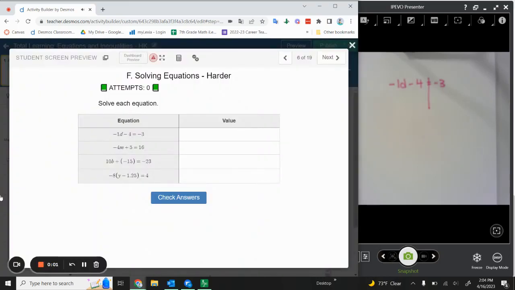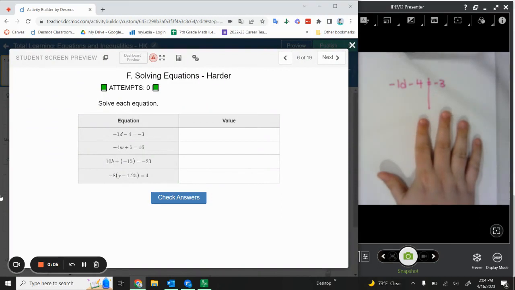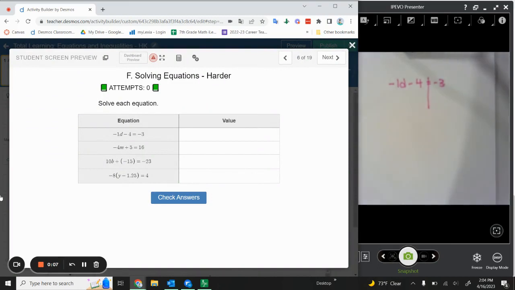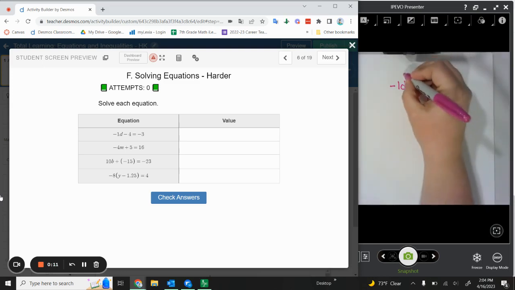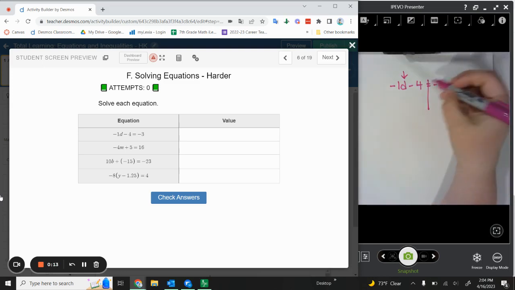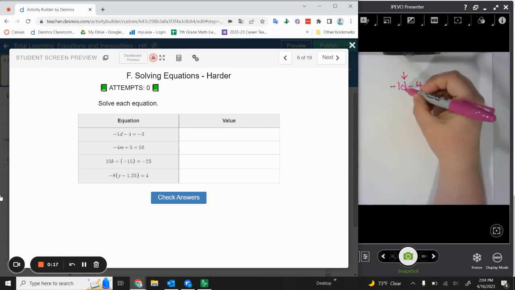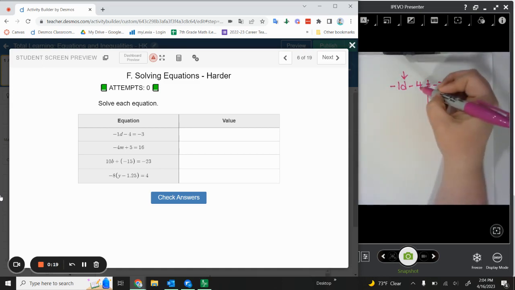This slide asks you to solve a variety of equations. So we've got our equation over here, and I've already drawn a line through the equal sign because I know that when I solve an equation, I want to get the variable by itself, and I want to be able to move things back and forth across the equal sign. So to get d by itself, I'm going to need to get rid of the -1 that's here and the -4. I'm doing reverse PEMDAS, so I get rid of the adding and subtracting first.